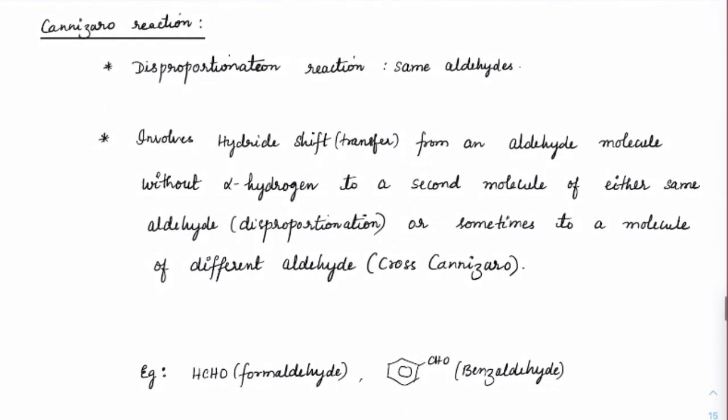Now coming to the next reaction, what we call the Cannizzaro reaction. This is an important area where we need to judge two important things. One, this is done mainly for aldehydes, not for ketones. Second, it involves a hydride shift from one aldehyde to the other aldehyde.